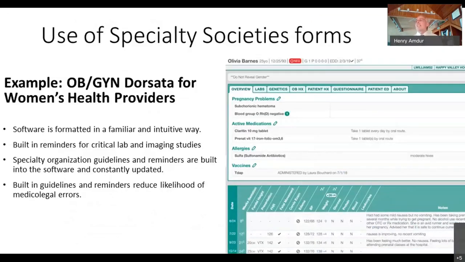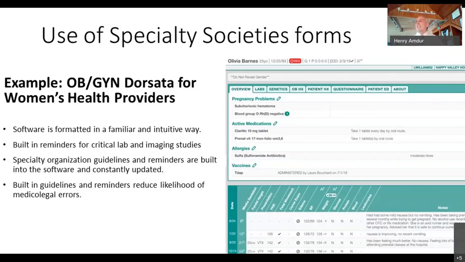Use specialty society forms whenever available. An example of this is OBGYN Dorsetta for women's health providers. This software is formatted in a familiar and intuitive way for obstetricians and gynecologists. Built-in reminders for critical lab and imaging studies reduce risk to patients.